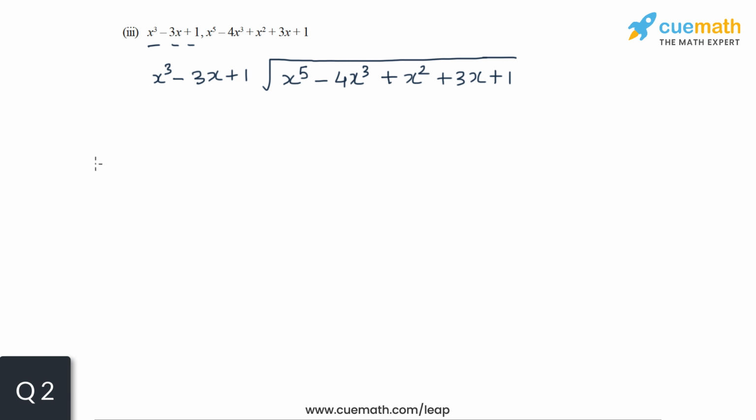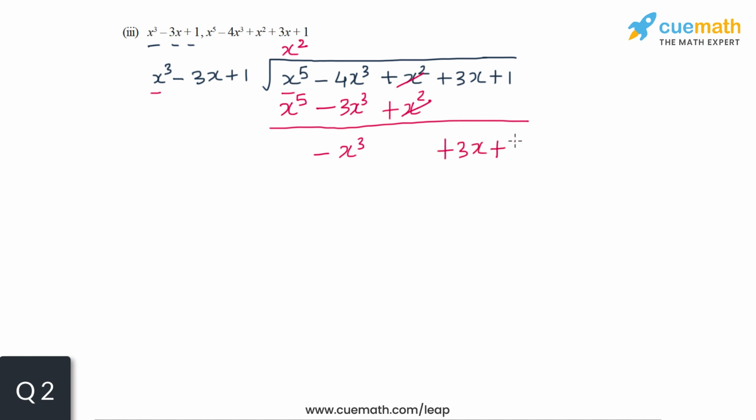Now let's start the long division process. So first we need a multiplier to turn x cube into x to the 5. So that multiplier is x square. And with this multiplier we generate the terms x to the 5 minus 3x cube. So minus 3x cube and plus x square. And now we subtract. So from the cube terms we get minus x cube. The x square terms cancel out, and then we're left with plus 3x plus 1.